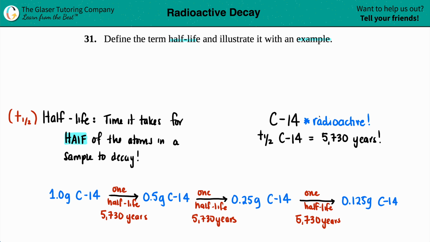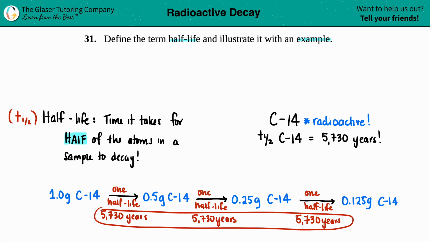A half-life is just talking about the total amount of years to get that sample down to 50% of that original amount. And it is cumulative, so you just keep adding up those years, and that's it.